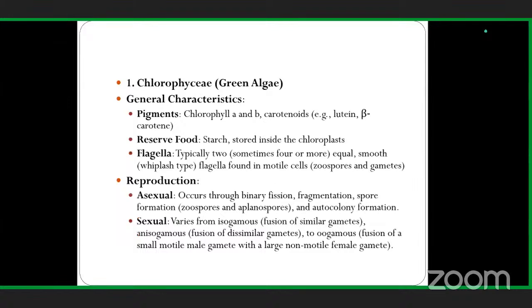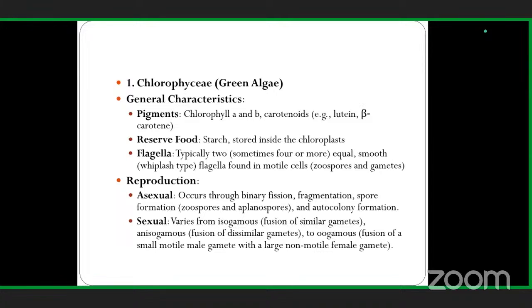Okay. So today we'll discuss each class with their general characteristics and a bit of reproduction and ecological role. So this is the base of the classification. So number one is the class Chlorophyceae, also known as green algae.